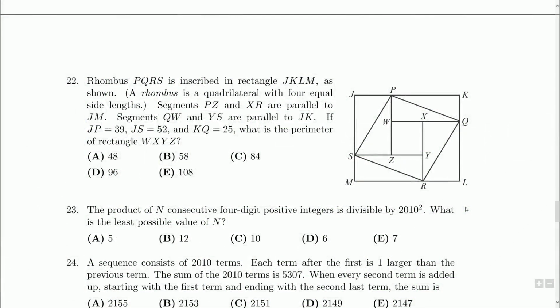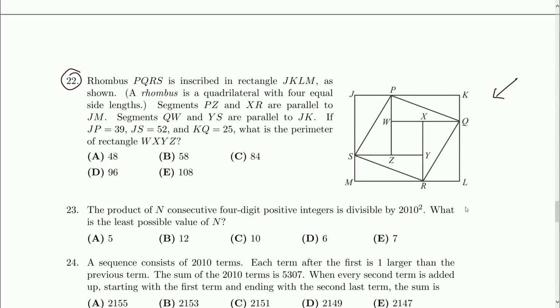We're looking at question 22 in this video on our grade 9 multiple choice Pascal paper. Rhombus PQRS is inscribed in rectangle JKLM. Oh, this is quite the diagram we've got going on here.